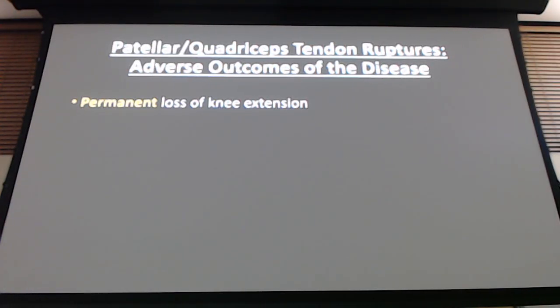What's the outcome of disease? Well, your extensor mechanism is not intact. Can you walk? No. Permanent loss of knee extension. So disability, correct? We hate disability. That's what we fight. Stiffness and disability. Do we fight disease? Sure. But we fight stiffness and disability.